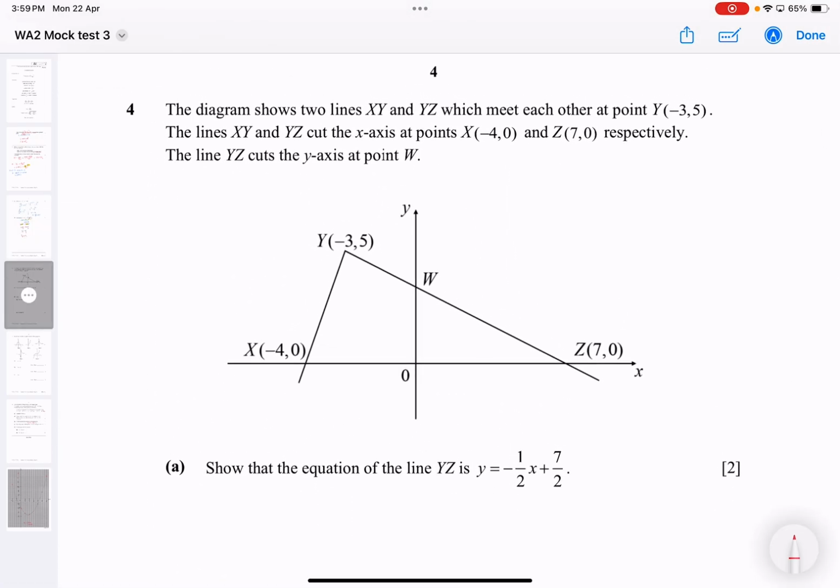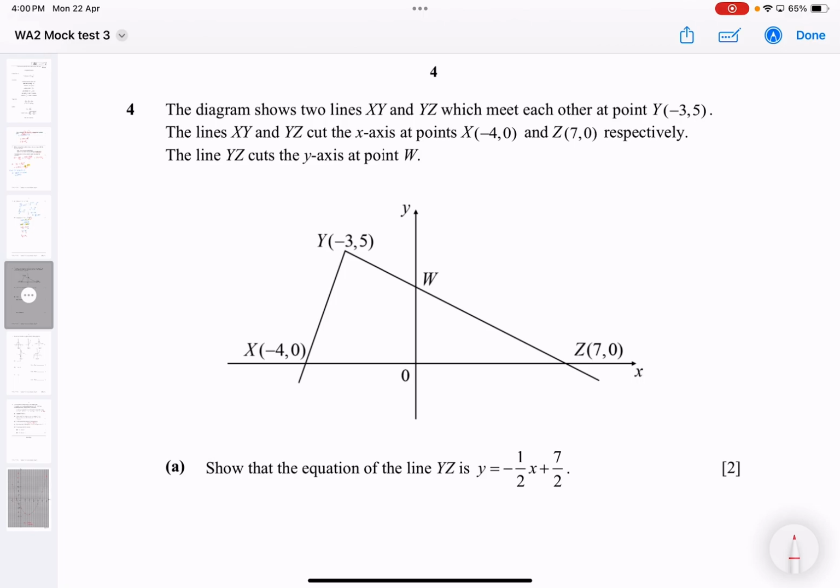Question number 4, coordinate geometry. This one is pretty important. You better make sure you know how to do this question by heart, because there will be several questions on coordinate geometry and they're all testing you the same thing. Coordinate geometry at its core is going to test you on what is a straight line.